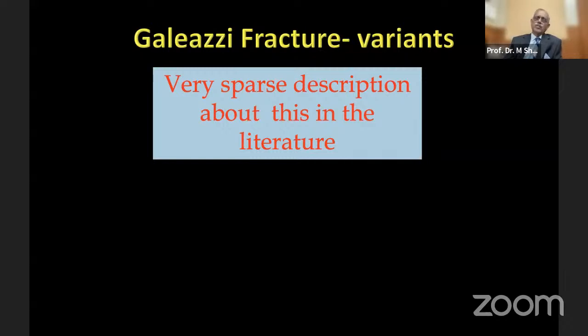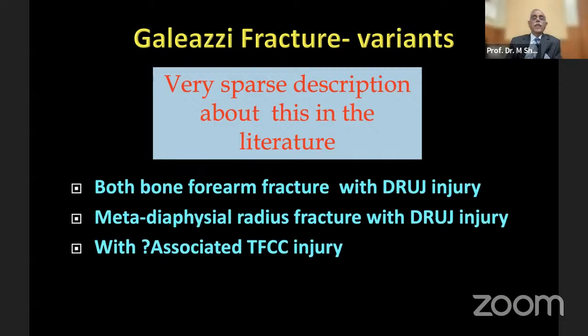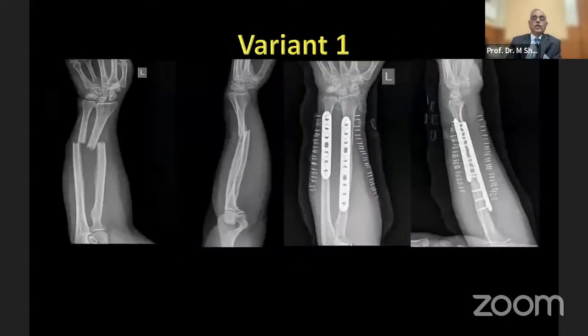Galeazzi fracture variants we do see very, very rarely, but I should mention in the literature, very little is mentioned. If there is a fracture of both bones of the forearm with a distal radioulnar joint injury, it is a variant of Galeazzi fracture. If there is a metadiaphyseal radius fracture with a distal radioulnar joint injury, it is a variant of Galeazzi fracture, and with the associated TFCC injury.